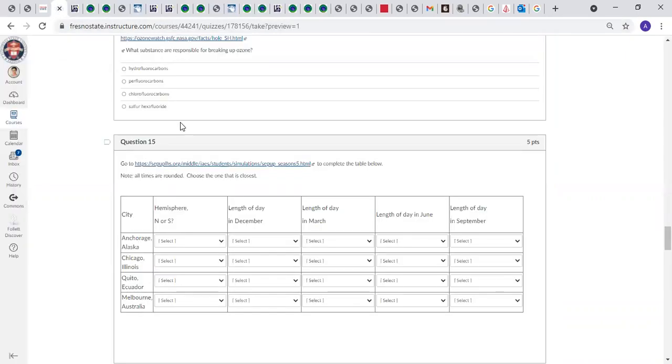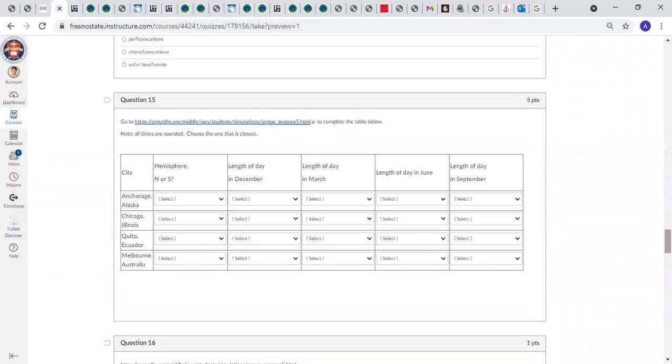So the next few questions you're going to look at, what hemispheres are these towns in? What hemispheres are these locations in, north or south? The Earth is divided into a northern hemisphere and southern hemisphere that is divided by the equator.